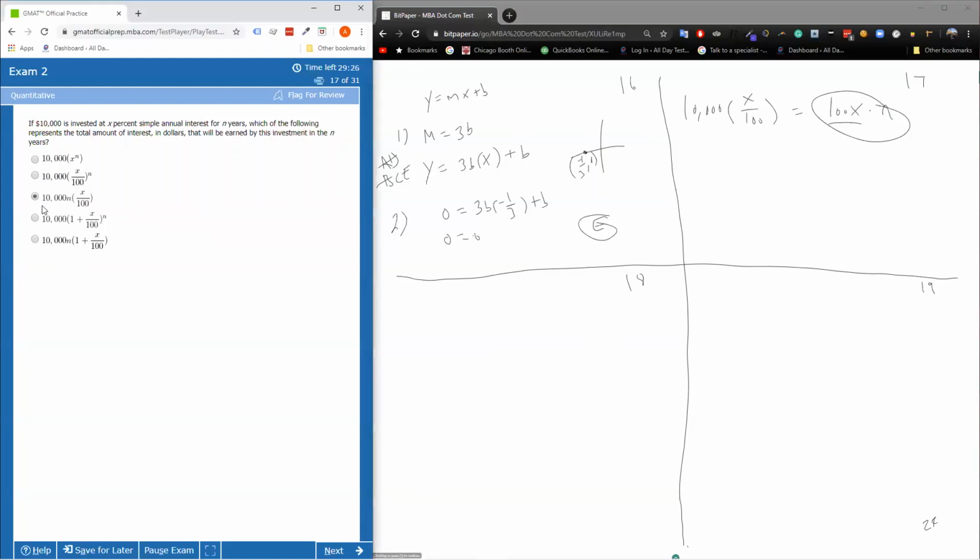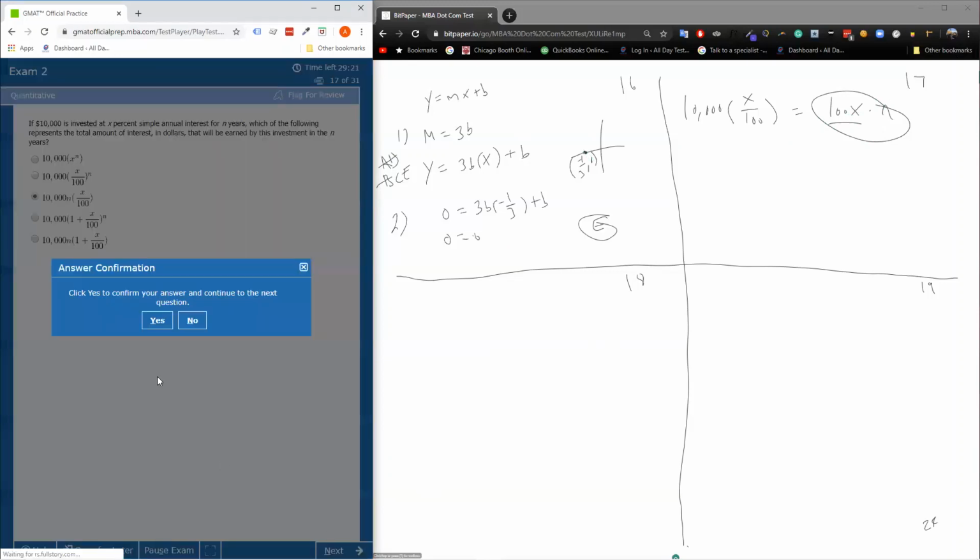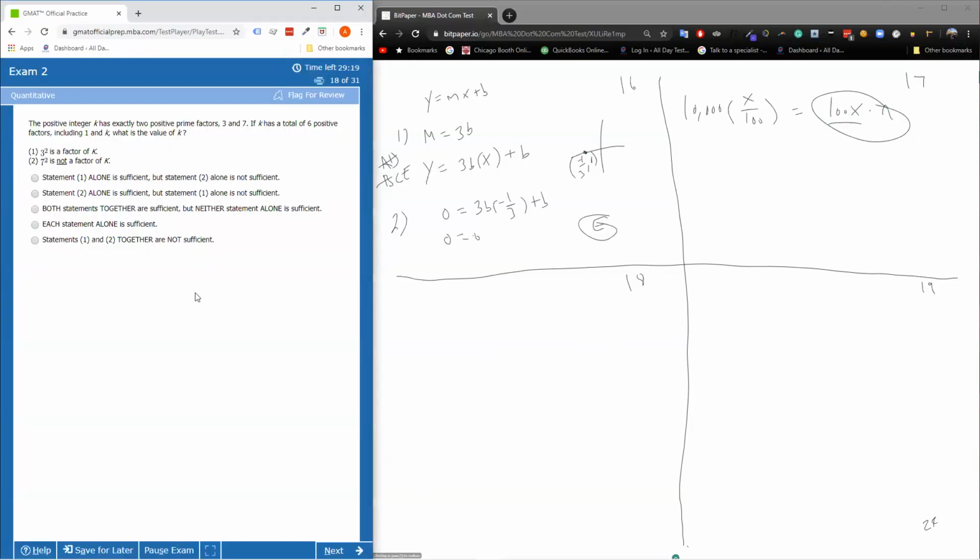Yeah, 10,000n, because this is really 100 times n, which is what it is. The positive integer k has exactly 2 positive prime factors, 3 and 7. Okay, so it could be 21, but it could have more than one 3, more than one 7, so it doesn't have to be 21. If k has a total of 6 positive factors, including 1 and k, what is the value of k?